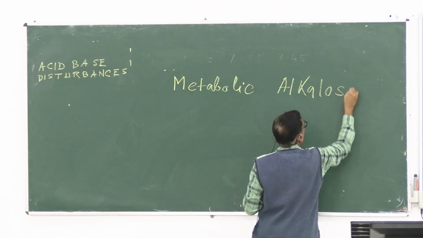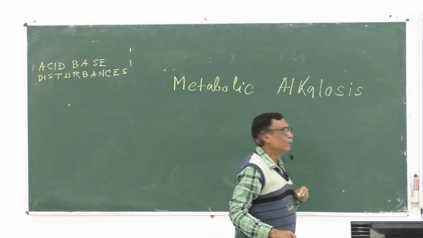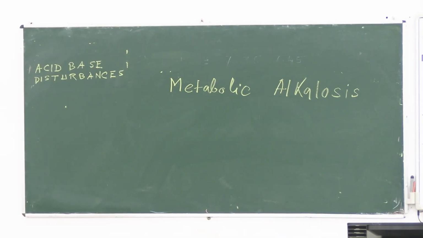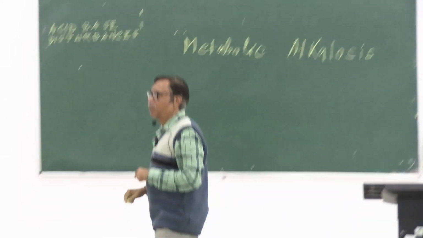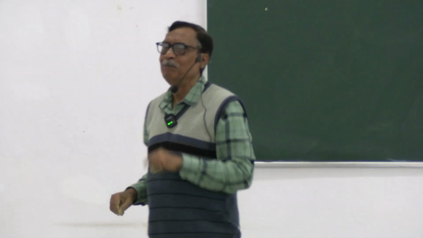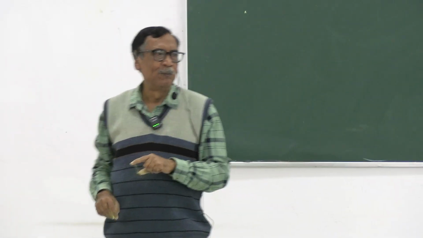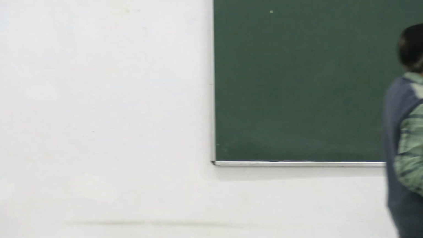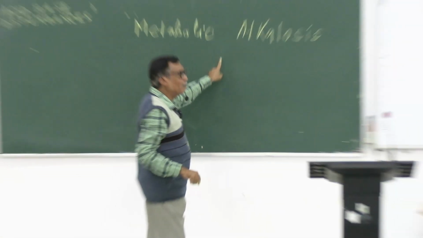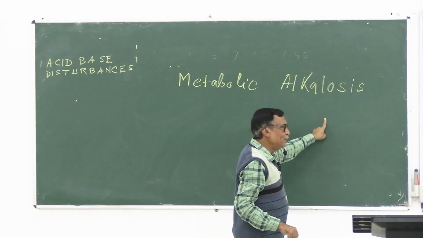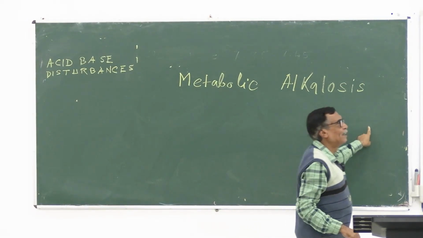pH is greater than 7.45. Metabolic alkalosis: alkalosis means pH greater than 7.45, then metabolic means the bicarbonate component is increased. Primary increase of the bicarbonate here and secondary increase of PCO2. In this case, pH is high, primary increase of the bicarbonate, secondary or compensatory change increase of PCO2, ratio is greater than 20.